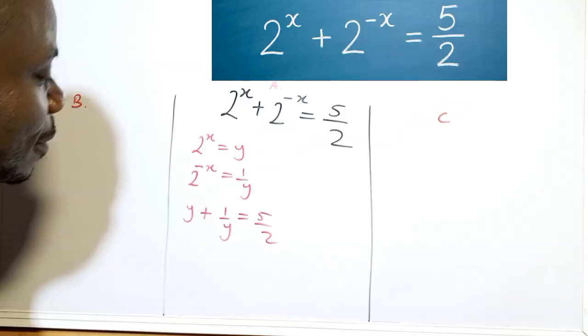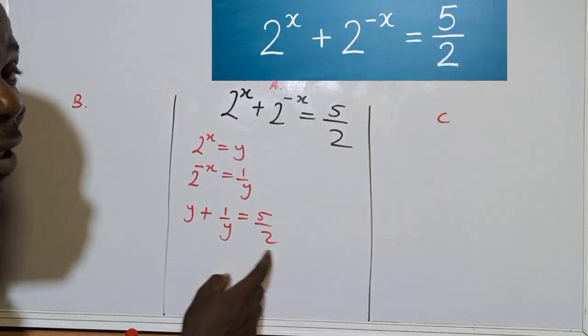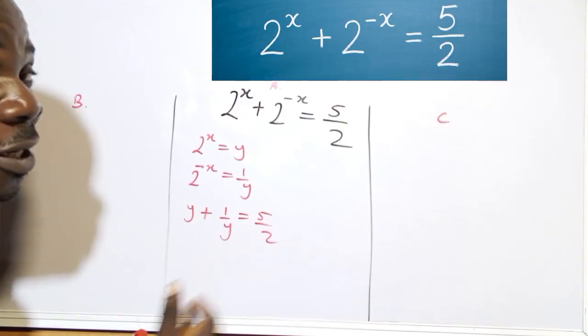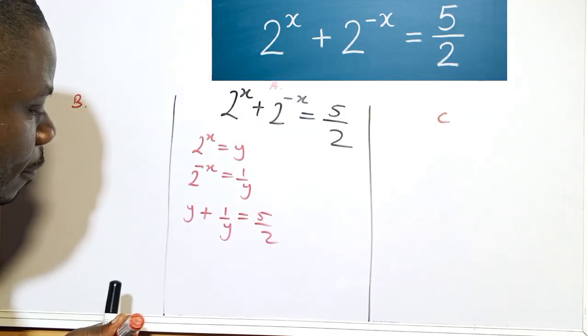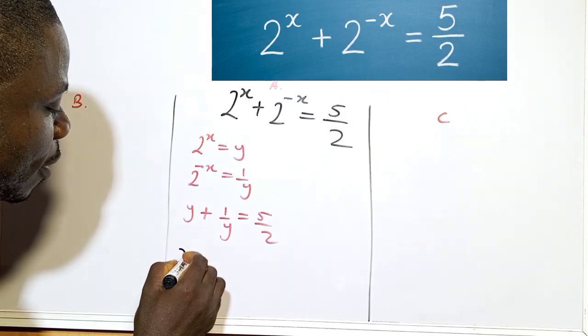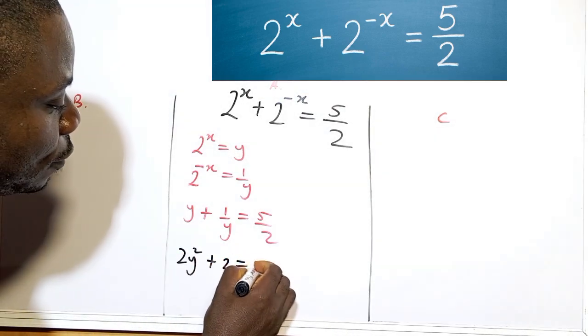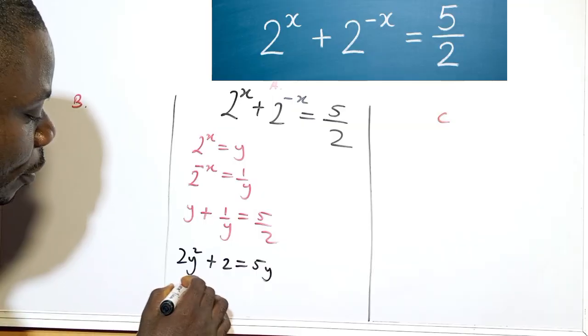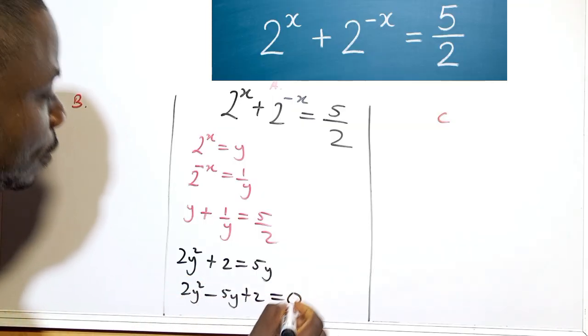Now, let's simplify this. How can we simplify this? We have to look for the LCM, and the LCM of this expression is 2y. So multiply by 2y. So we now have 2y squared plus 2 is equal to 5y. Rearrange: 2y squared minus 5y plus 2 is equal to 0.